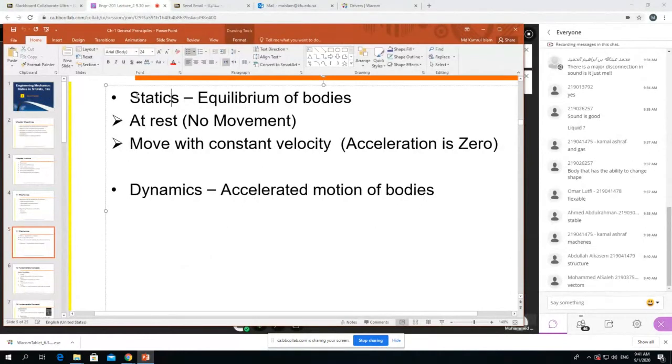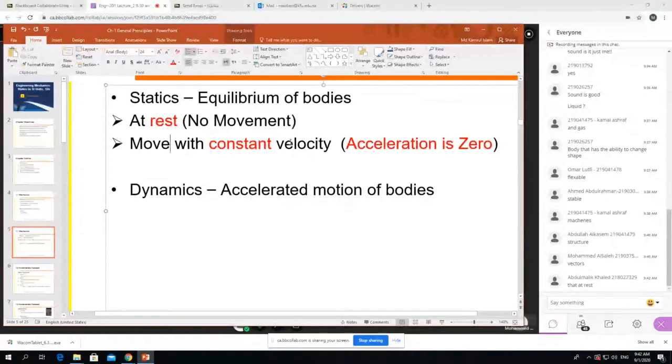So statics, the answer I gave you is here, right? Statics, the body is in equilibrium at rest position. There is no movement. Even if there is movement, it moves with constant velocity. Acceleration is zero. So if acceleration is zero after application of the force, we say this is statics.